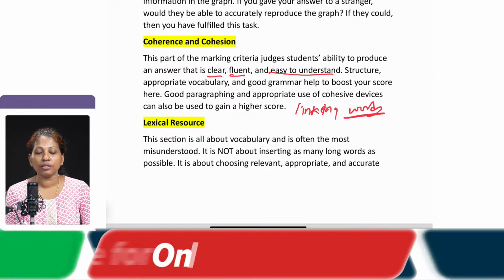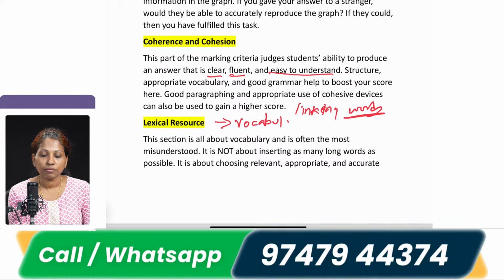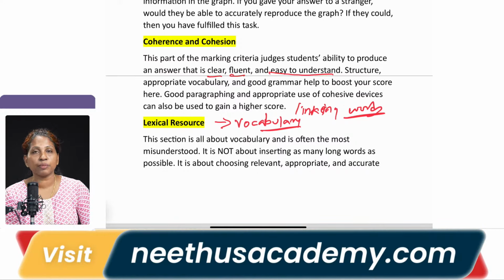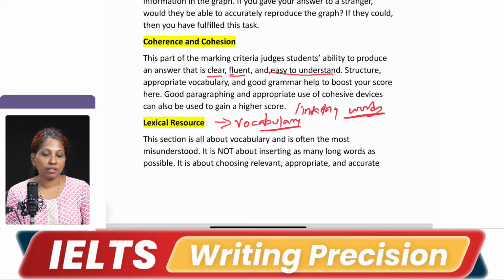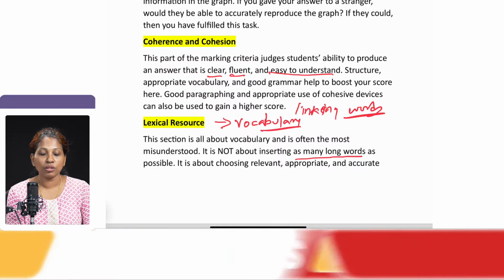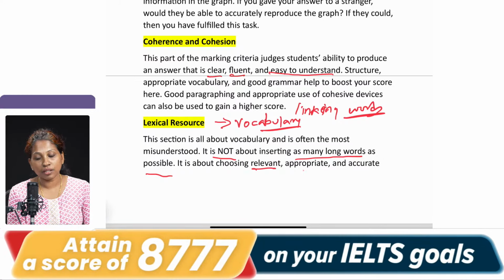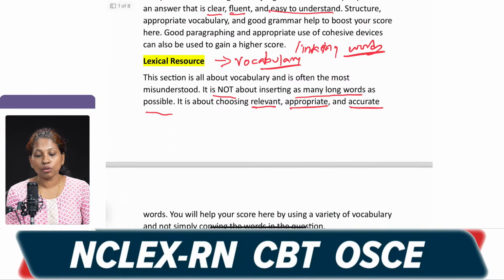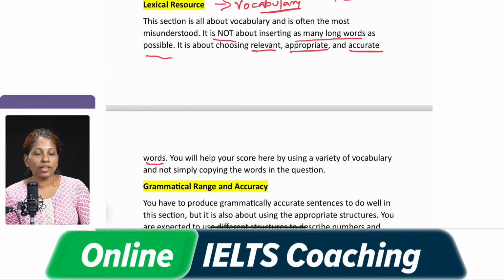Lexical resources, like I mentioned earlier, is simply known as vocabulary. The words which you use don't mean you have to use very hi-fi words or something which is out of the world. You have to use the most appropriate, accurate words with correct spellings. This section is all about vocabulary. It is often the most misunderstood one. It is not about inserting as many long words as possible. It is about choosing the most appropriate, relevant, and accurate word for whatever sentence you are writing, accurate to the context, and also without any spelling mistakes. So that is what lexical resources are.